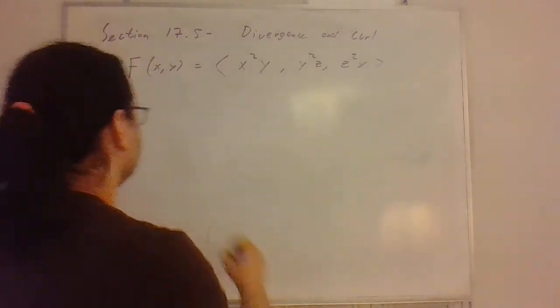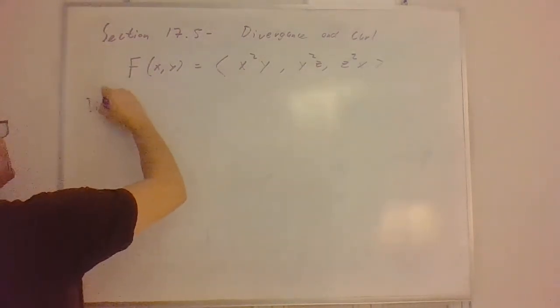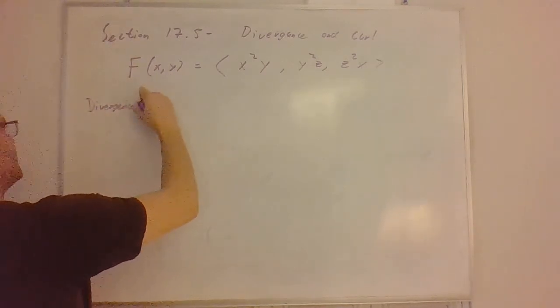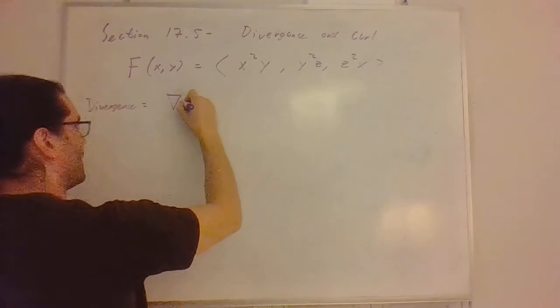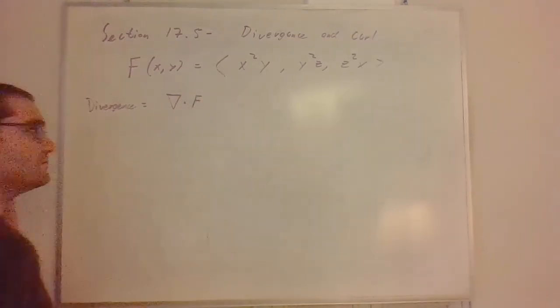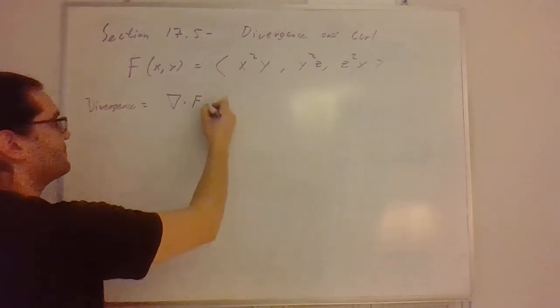So the divergence is what happens when we take the dot product of our del operator and F. This is the divergence of F.